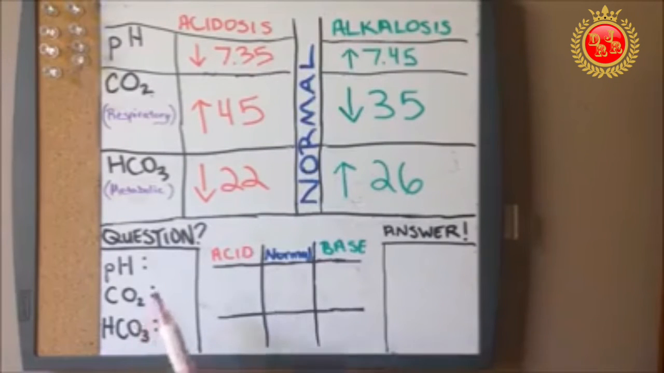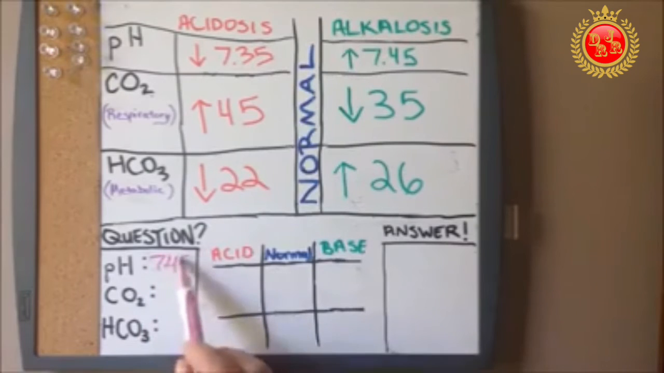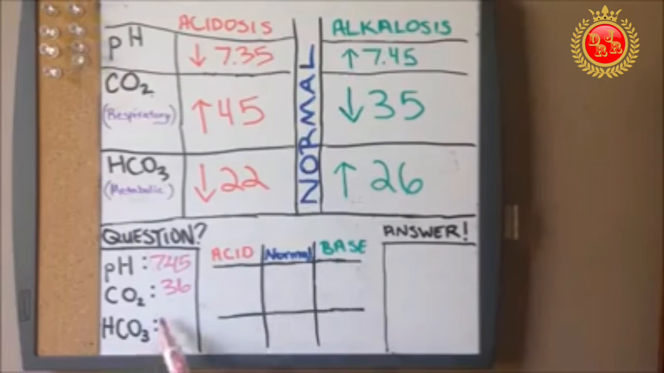What we have is a pH of 7.45. We have a CO2 level of 36, and we have a bicarbonate level of 25. Go ahead and press pause and come back in 2 seconds, and let's see if you got it right.